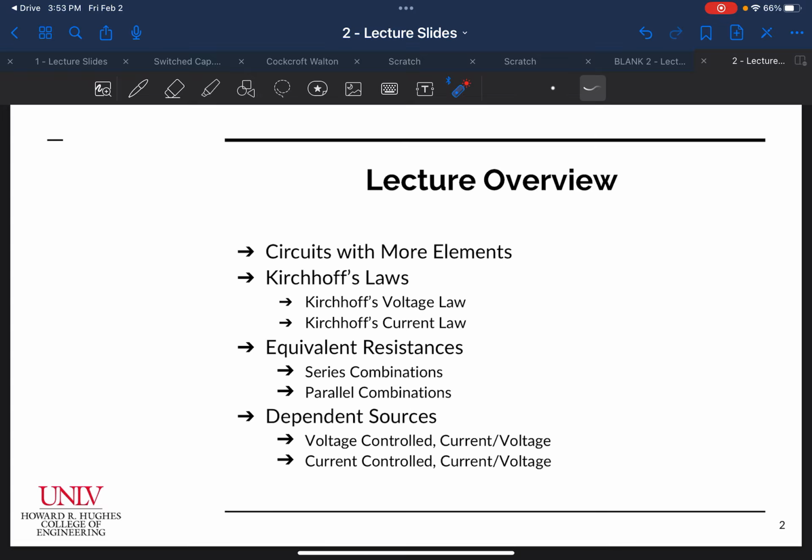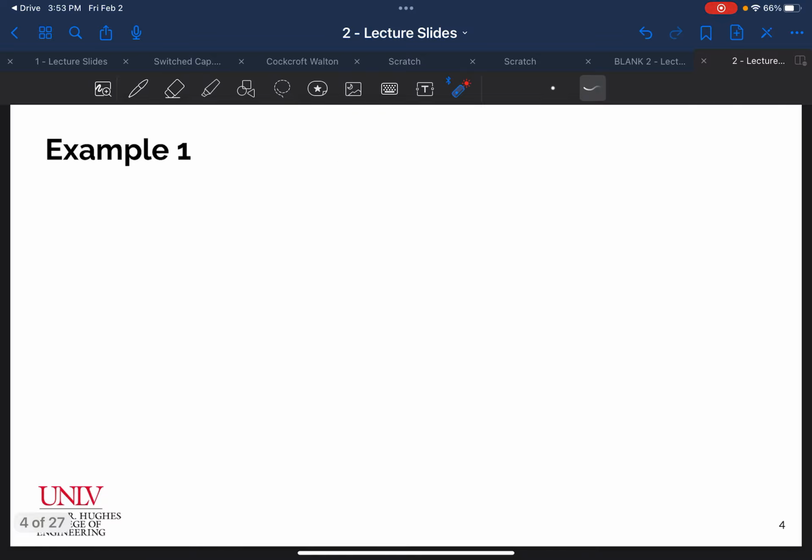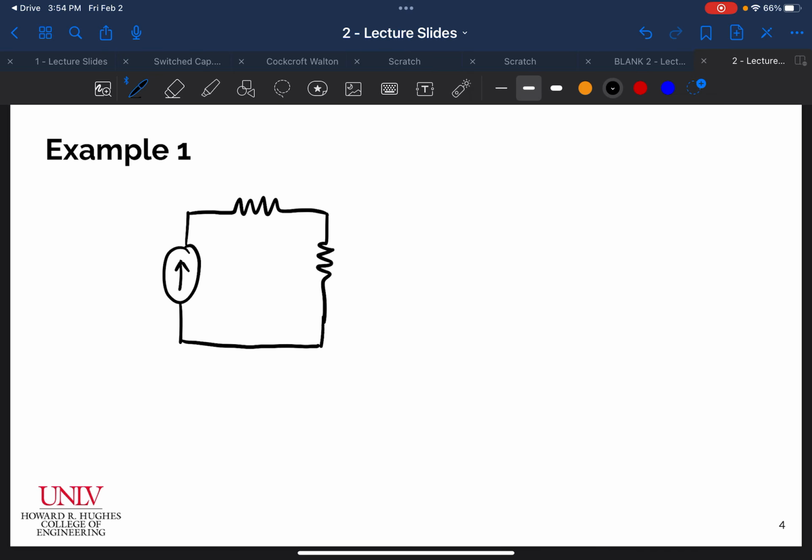All right. Without any delay, I'm going to go right into circuits with more elements. There's nothing new to learn here. I'm just going to go ahead and solve an example right off the bat. Let's draw a circuit that has a current source, and let's say I have a couple of resistors connected, just like this. And I'm going to put my ground right here.